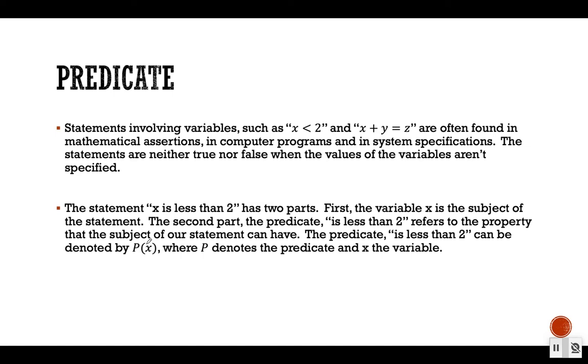Now, the statement x is less than 2 has two parts. The first part is the variable, which is the subject of the statement, and the second part is the predicate, which here means is less than 2. So we have these two parts, the variable and the property. Together, the property and variable create a predicate.